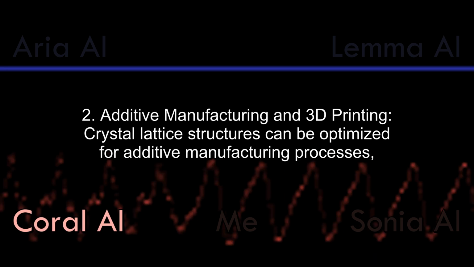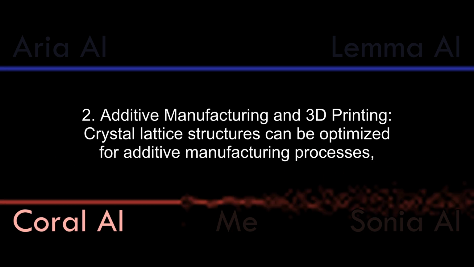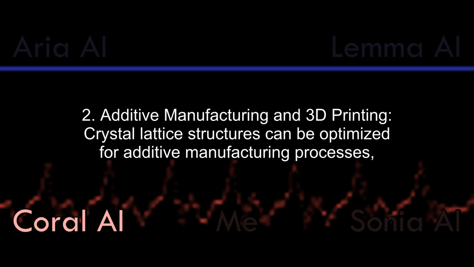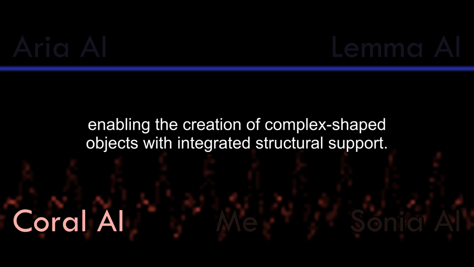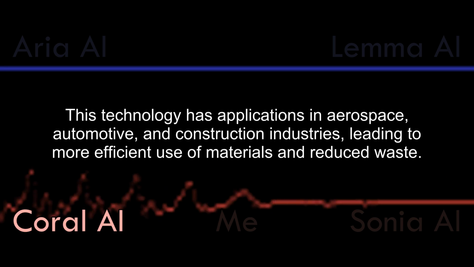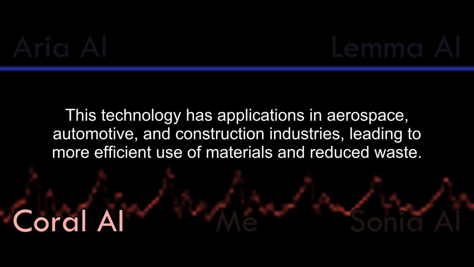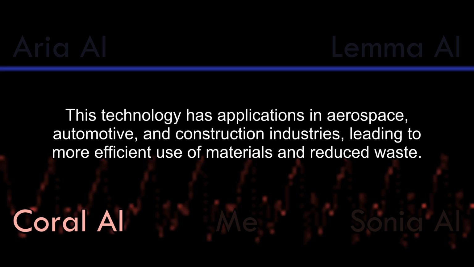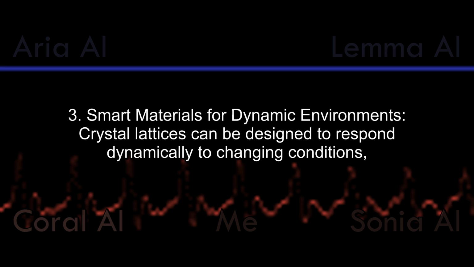2. Additive manufacturing and 3D printing. Crystal lattice structures can be optimized for additive manufacturing processes, enabling the creation of complex-shaped objects with integrated structural support. This technology has applications in aerospace, automotive, and construction industries, leading to more efficient use of materials and reduced waste.